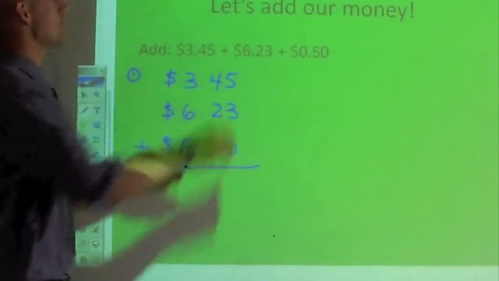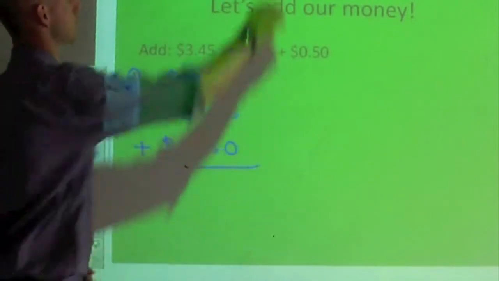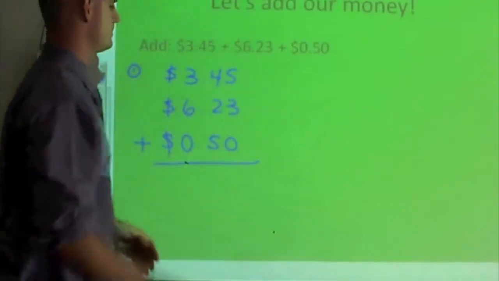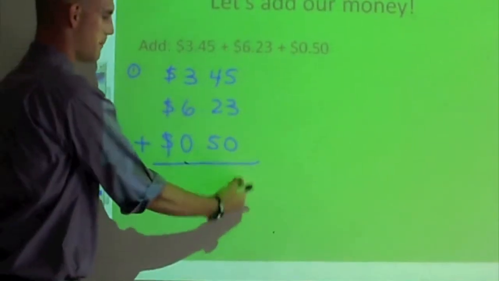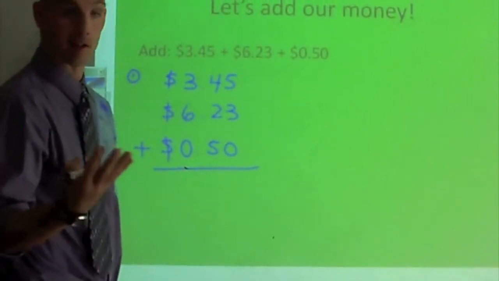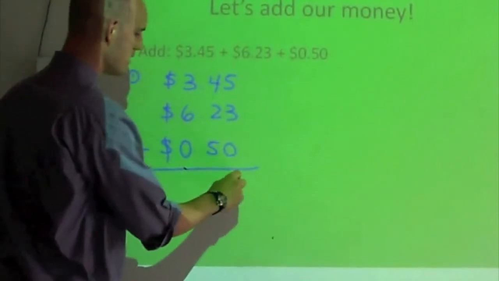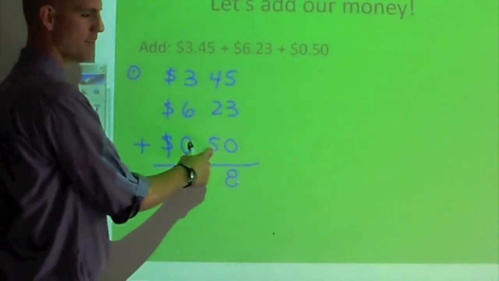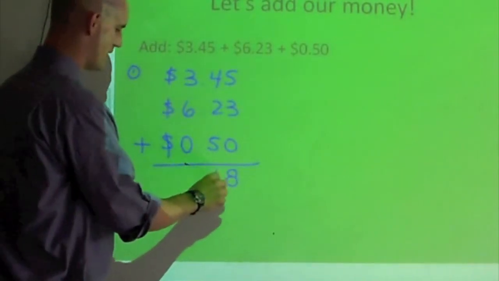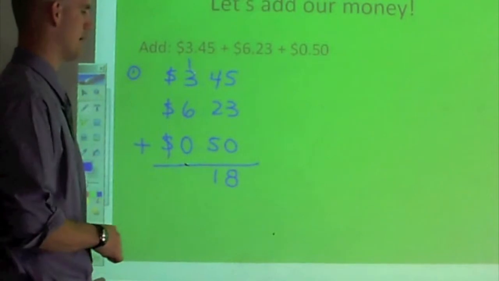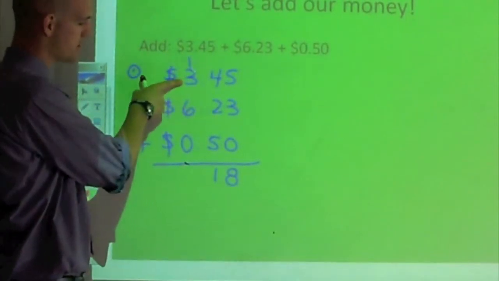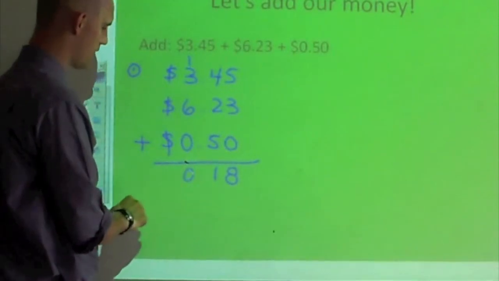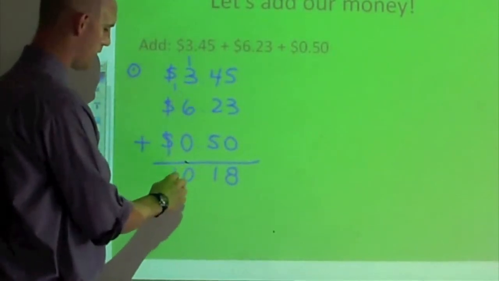So when I go to do my third step, I'm going to add, like normal, in columns. So I'm going to add my smallest column first, my column to the right. 5 plus 3 is 8. No regrouping necessary. 4 plus 5 is 9. Plus 2 would be 11. I carry my 1. 1 plus 3 is 4. Plus 6 is 10. Bring down my 0. And I know that in this column I'm going to have a 1.